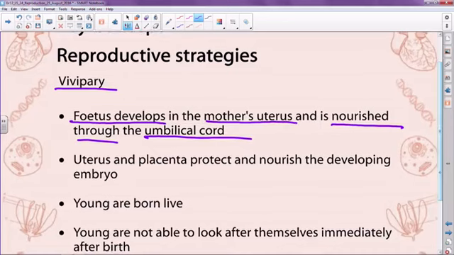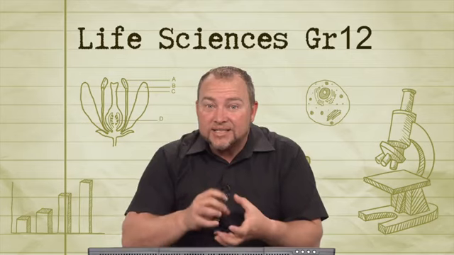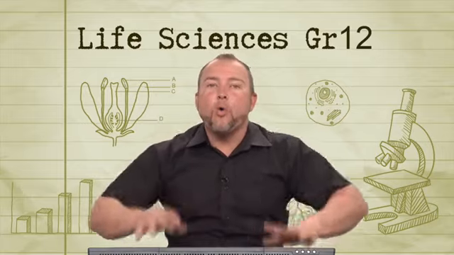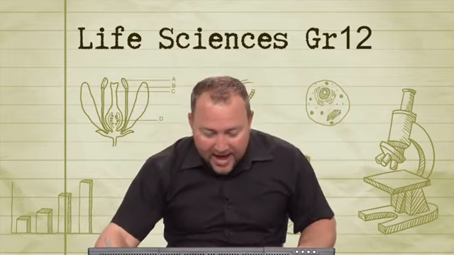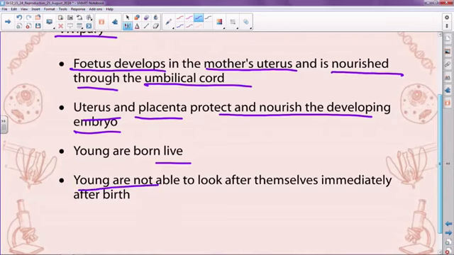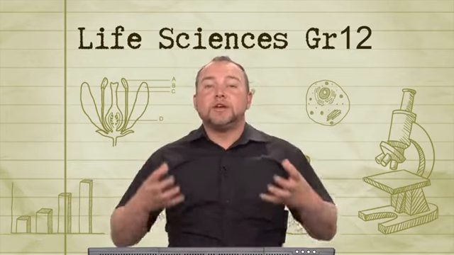If we have a look at what happens, the uterus and the placenta protect and nourish the developing embryo. Okay, young are born alive. So the same as a snake, but they were inside the shell first. This one, they are always born alive. That's me and you. That's why we were born alive. Okay, and then young are not able to look after themselves immediately after birth. That means we need parents to look after us. And if we have parents to look after us, we have a better chance of surviving.